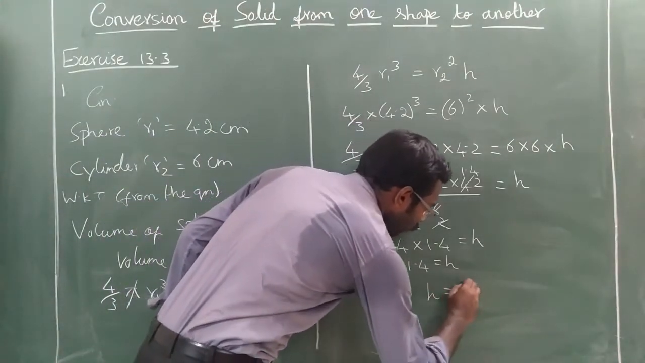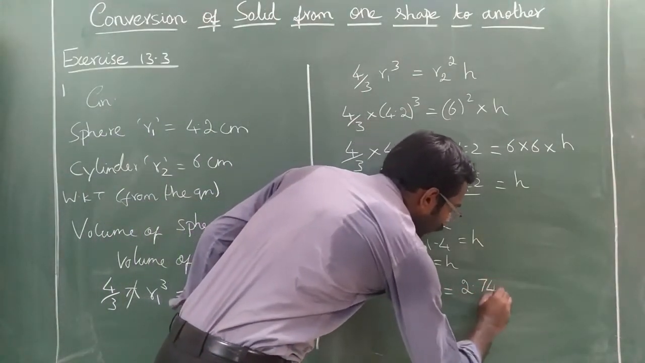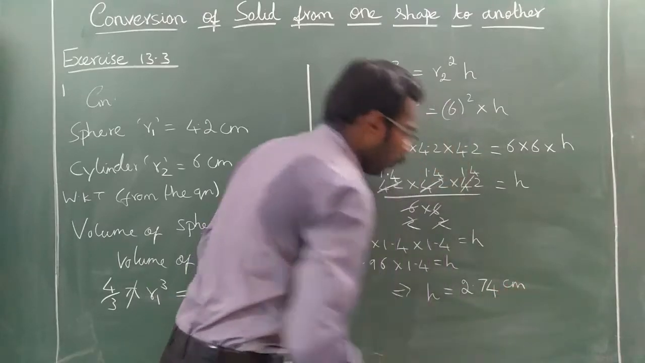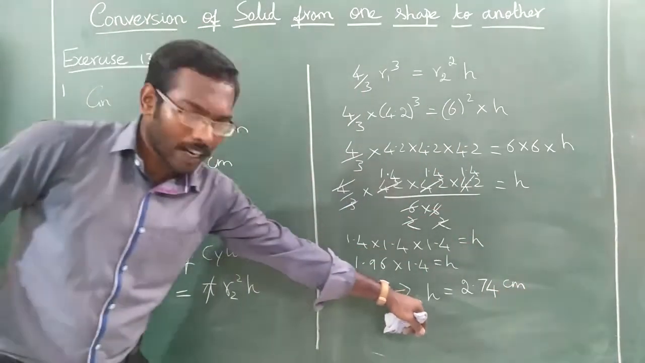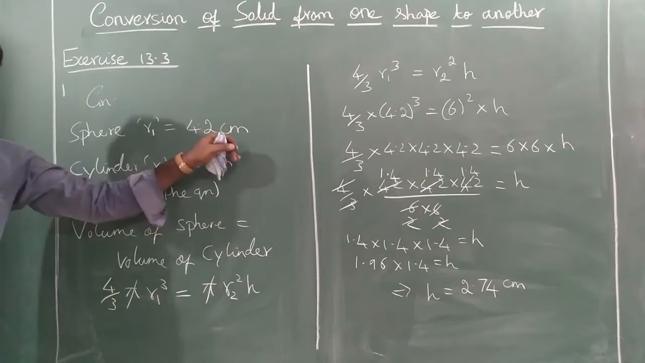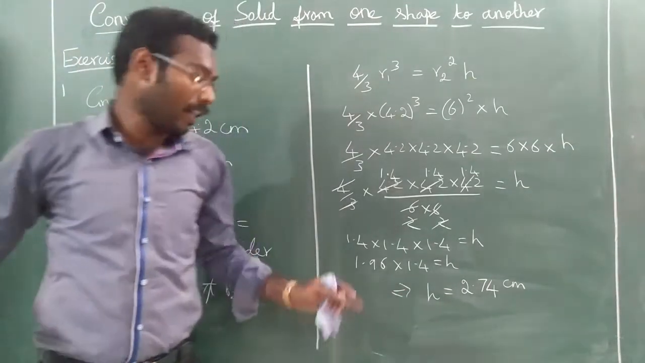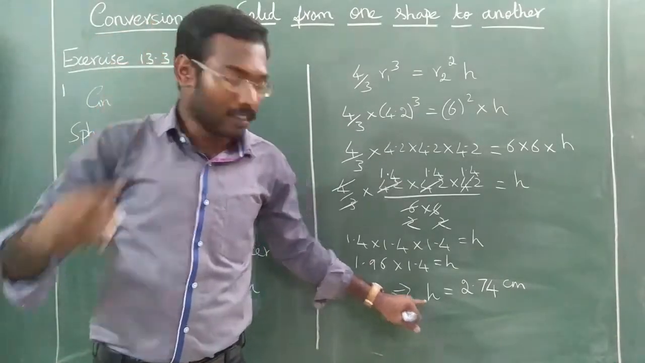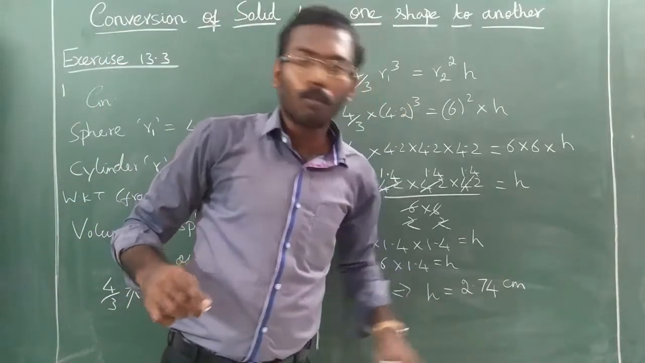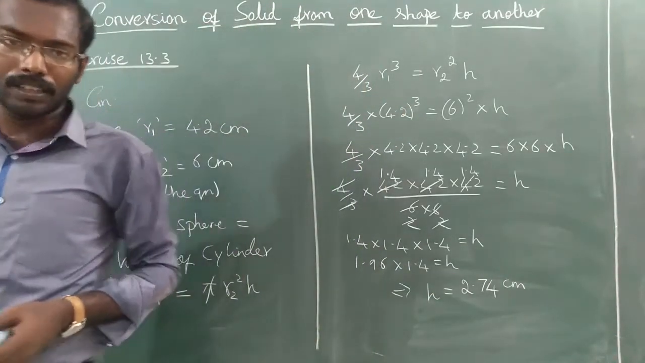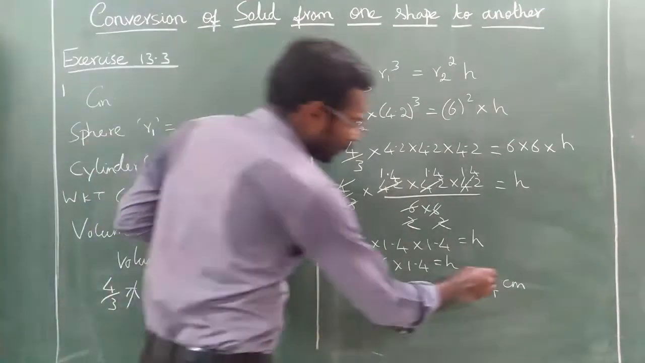H is equal to 2.74 centimeter. Why centimeter? Because this is height. And here it is given in centimeter. Volume means centimeter cube, area means centimeter square. So this is height, only one dimension. So the answer is 2.74 centimeter. Understood? Okay, that's the answer.